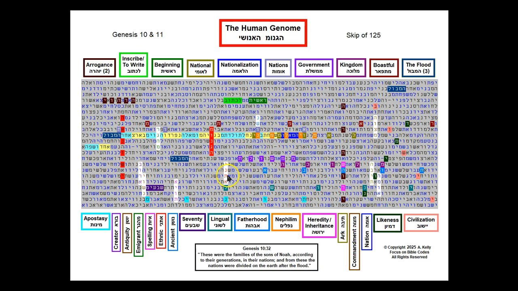Ethnic is in the red lettering going up. Civilization is in this pink color going up diagonal. Government is in the purple lettering going to the left. And in the row right beneath it, we have the word for kingdom. The verse that's highlighted right here in the middle of the table is from Genesis chapter 10, verse 32.